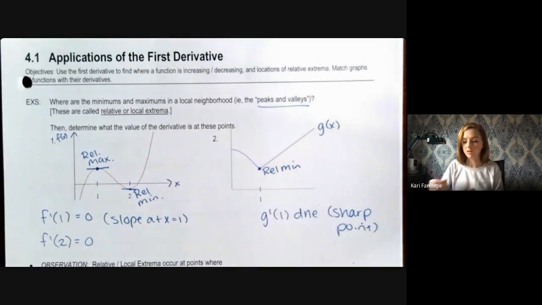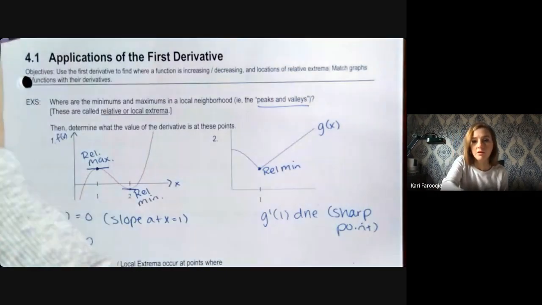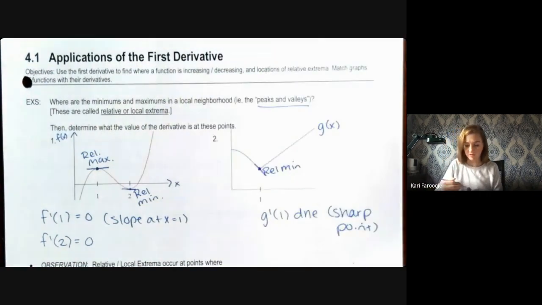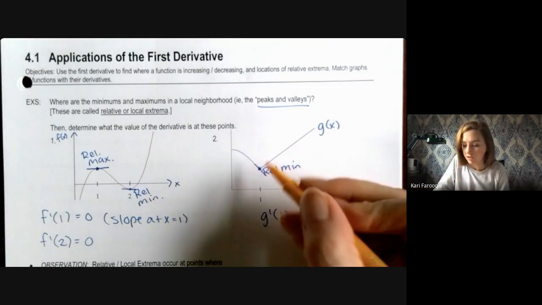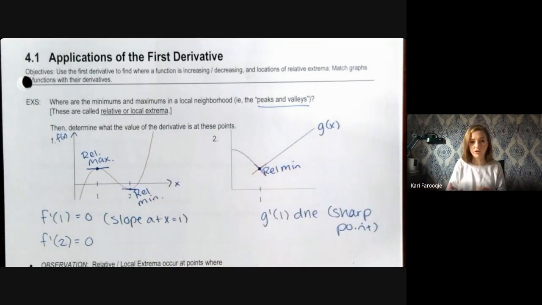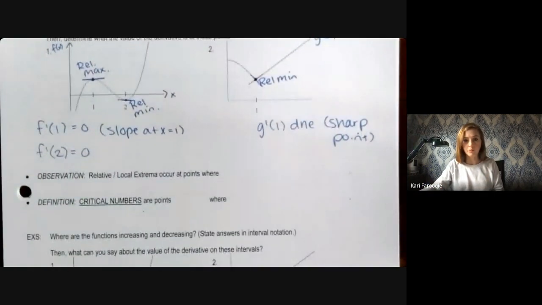But as you follow this on the left, your tangent lines would be heading down like this, whereas on the right, your tangent lines look like that. So you don't have a situation where we just have this one tangent line. All right, so your observation is relative or local extrema occur at points where the derivative equals 0 or the derivative does not exist. We'll put that down here.